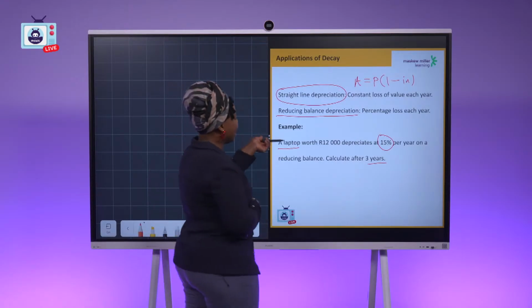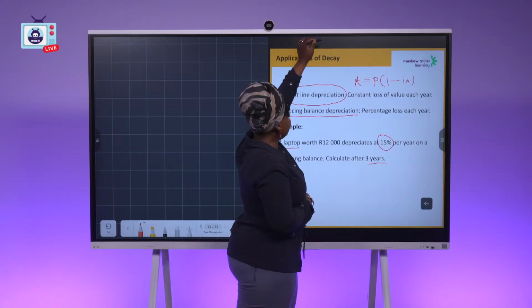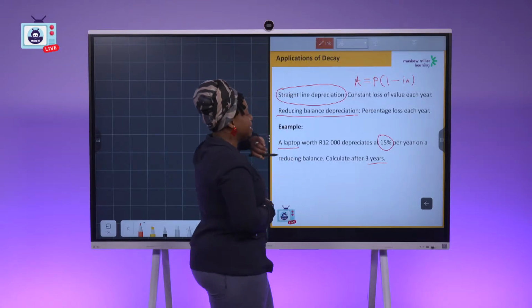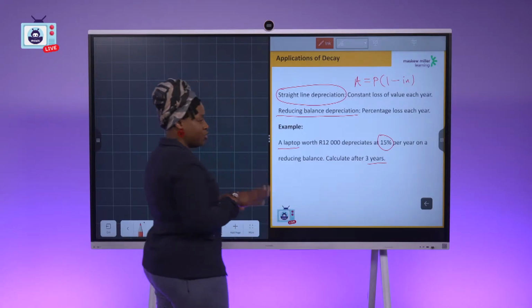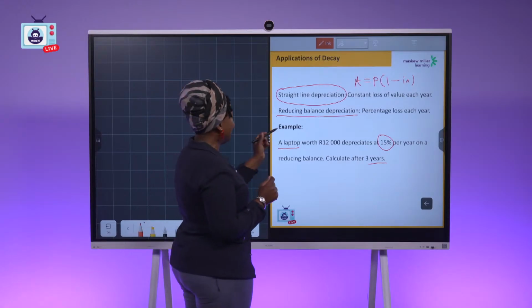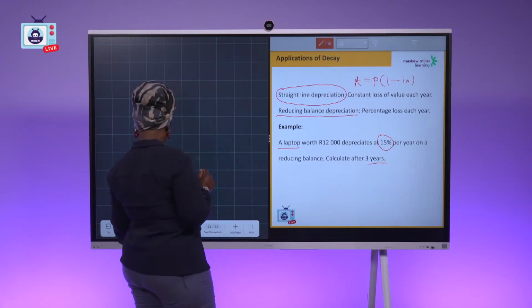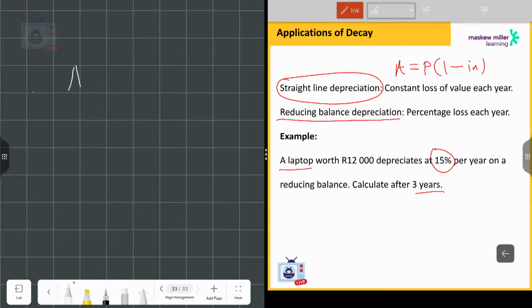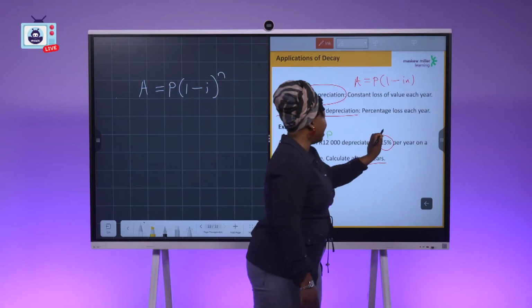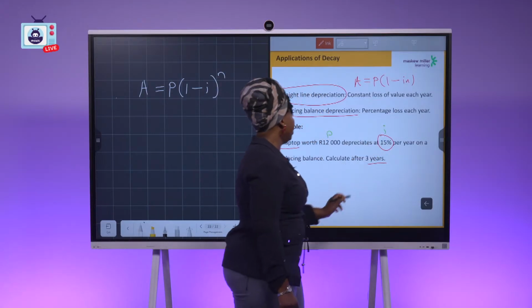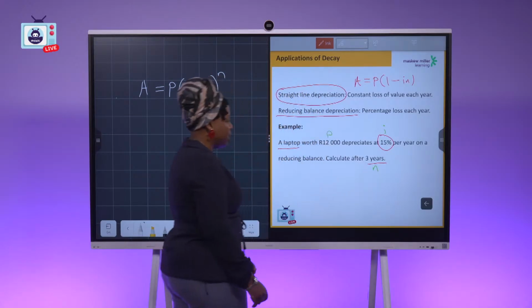So example here, we're saying a laptop is worth 12,000 and then it depreciated at 15% per year on a reducing balance. Calculate the value after 3 years. Remember I said the reducing balance is the other formula that we have, which is this formula here. Let's write it quickly. So A equals P(1 minus i) to the exponent n. So what do we have? We do have our P as 12,000, we do have our i as 15%, and we do have our n as 3.